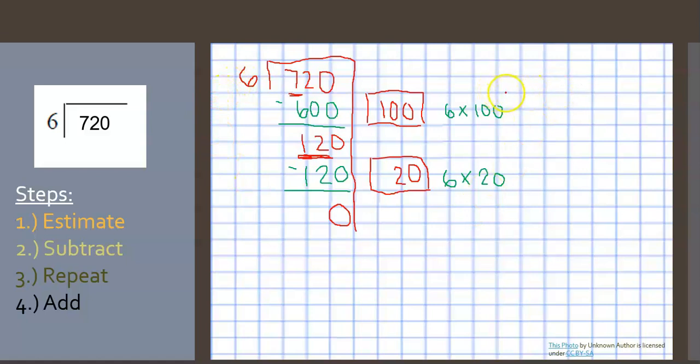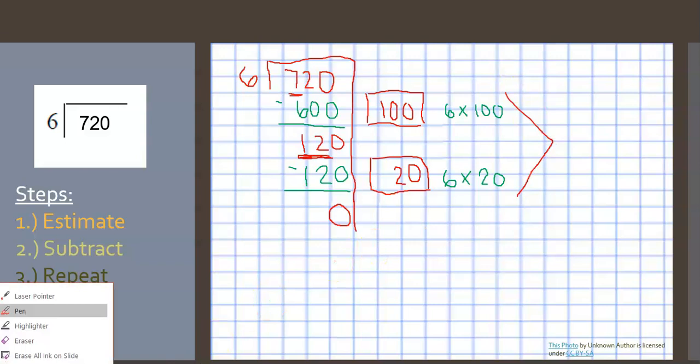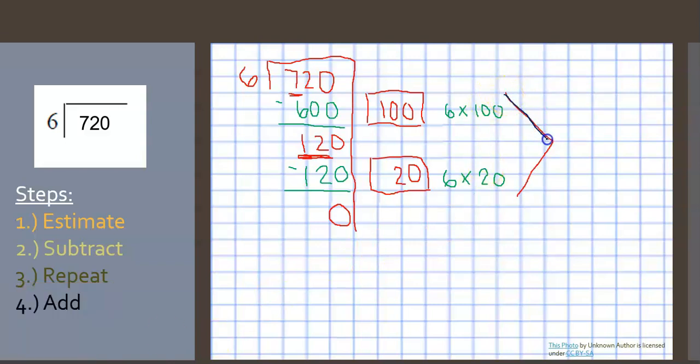So now I add. I'm going to add all of these up to get my answer. So I'm adding what's in the box. So it's 100 plus 20.